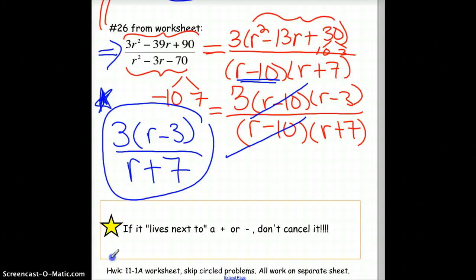So your assignment, you're going to be given a packet. It's got the next 5 days of homework in it. It's got 11.1a, b, 11.2a, b, and then there's circled ones that we're going to skip and come back to review. So you do all your work on a separate sheet of paper. There are answers provided, so you'll know if you're doing it right. If all you do is turn in the answers, I will give you a 0. So I want to see the work to get the answer on a separate sheet of paper. Today's assignment is 11.1a, all of the non-circle problems. Due tomorrow. You guys have a spectacular rest of your day.